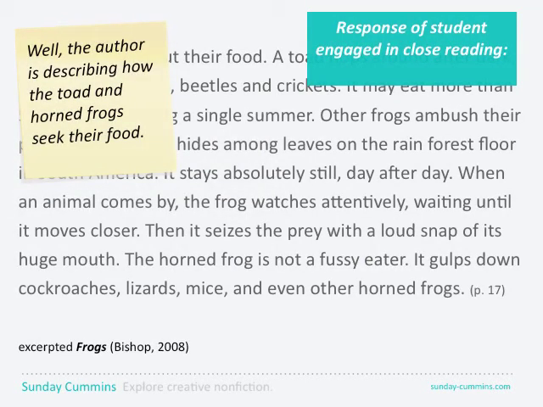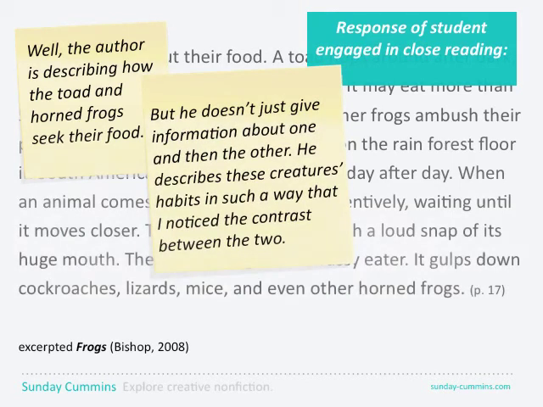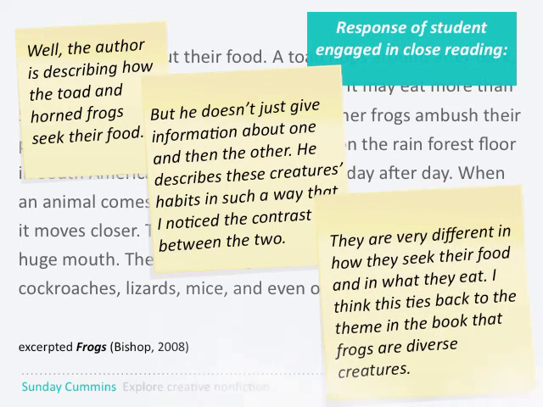Well, the author is describing how the toad and horned frog seek their food, but he doesn't just give information about one and then the other. He describes these creatures' habits in such a way that I notice the contrast between the two. They are very different in how they seek their food and in what they eat. I think this ties back to the theme in the book that frogs are diverse creatures.